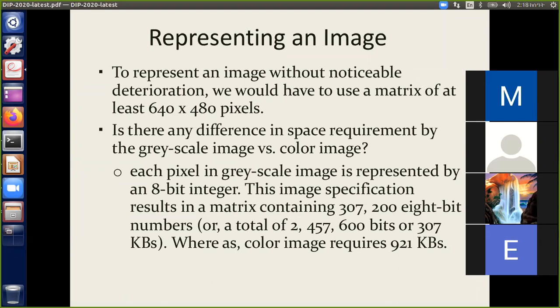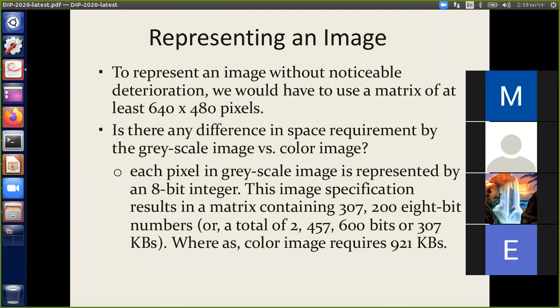The pixels represent the intensity levels. Based on the intensity levels, we can classify images into binary or monochrome images, grayscale images, and color images. A binary image has two intensity levels, black and white. A grayscale image has 256 intensity levels, and a color image has infinite intensity levels.